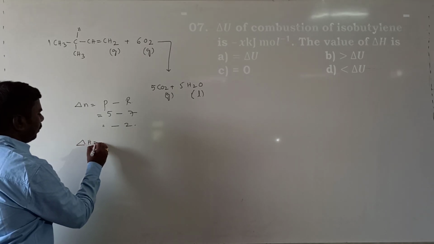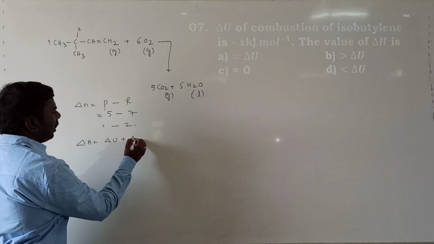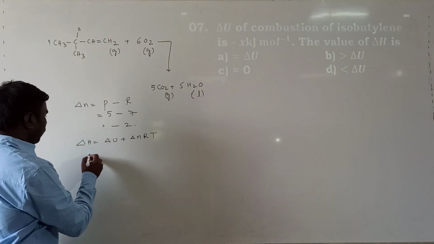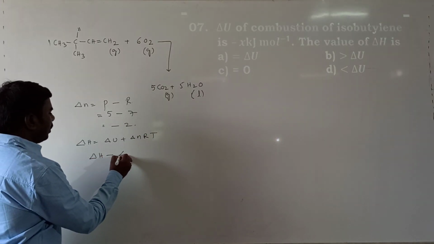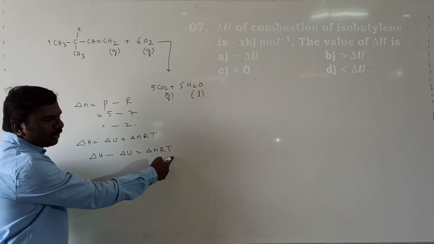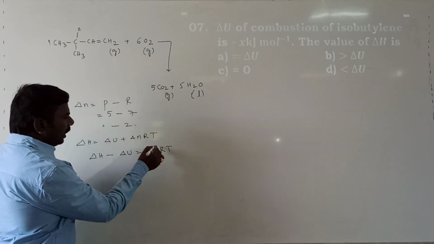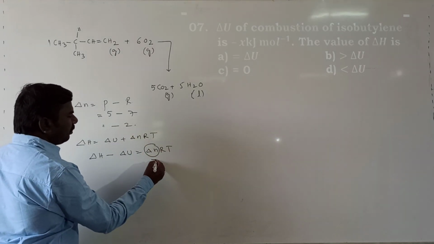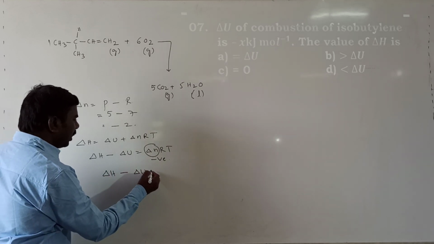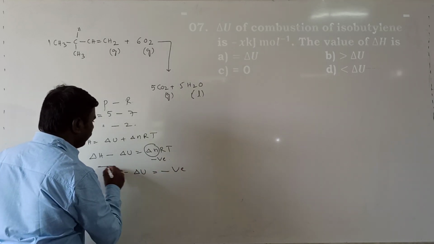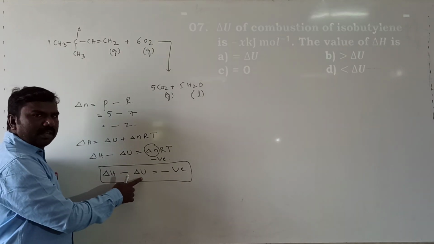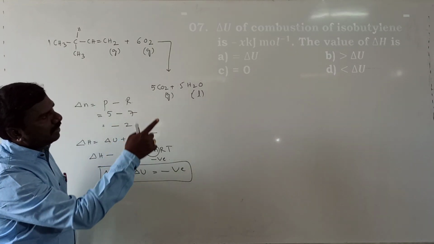Delta H equals delta U plus delta n RT. You know the relation of it. So delta H minus delta U is equal to delta n RT. R value is positive, temperature is also positive. Delta n we got is negative, so delta H minus delta U is negative. To get a negative value, delta H must be lower and delta U must be higher. Then what is our question?